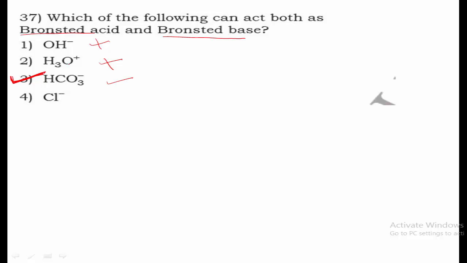So what is a Bronsted acid? It is the species which is able to donate H plus ion, and a Bronsted base is the species which is able to accept H plus ion. So this one can do both the things, and hence HCO3 minus acts as Bronsted acid as well as Bronsted base.